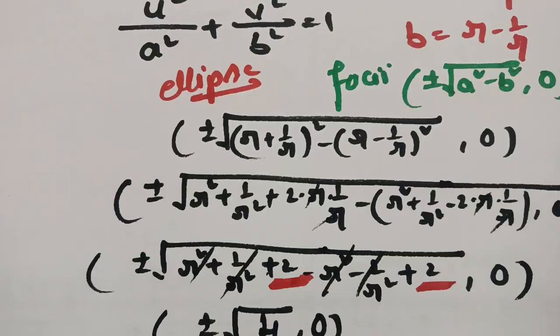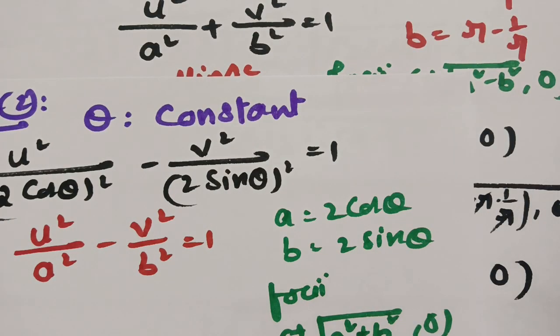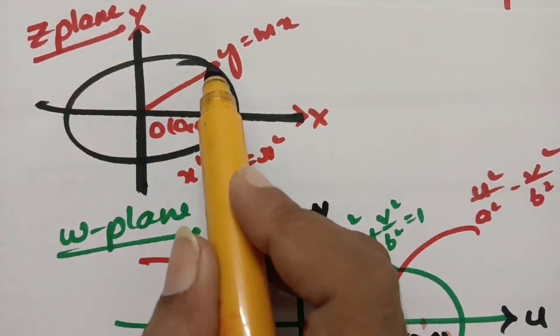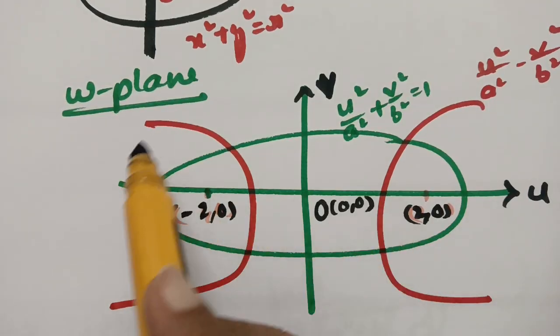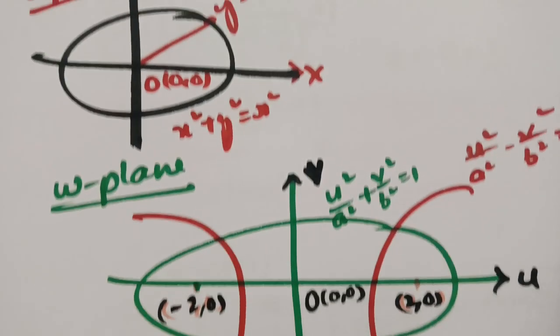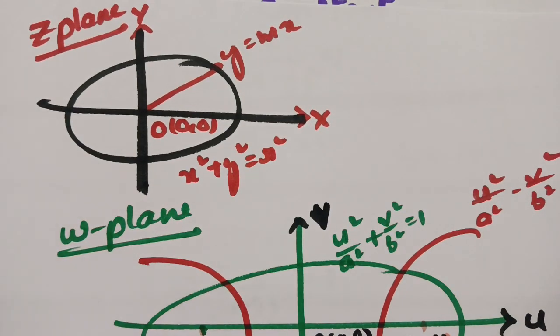Now we need a transformation. For transforming, in the z plane, this is the circle and this is the straight line, and in the w plane this is the ellipse and this is the hyperbola. This graph is very, very easy, and this is how we have to transform.